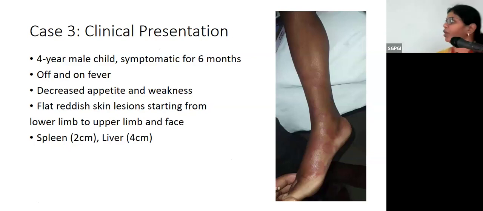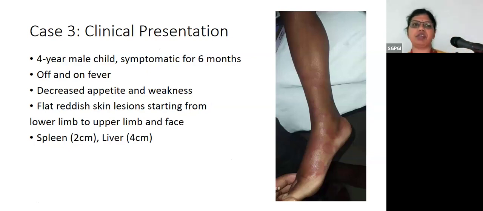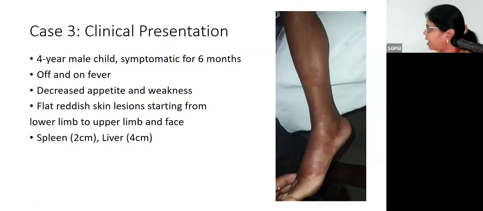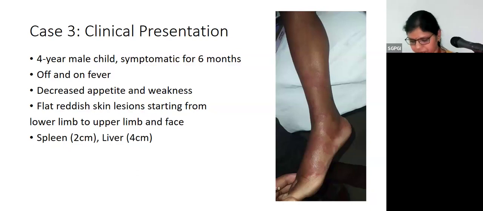This is from a 4-year-old male child, symptomatic for 6 months with a complaint of on-and-off fever, decreased appetite and weakness. When he presented to our lab, he had flat reddish macular lesions with an indurated base and a reddish outline. These had started from his lower limb and progressed to the upper limb and face. In addition, the patient had a palpable spleen and liver, and his ultrasound reported mesenteric lymphadenopathy, but the peripheral lymph nodes were not enlarged.